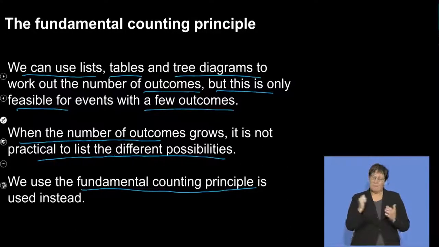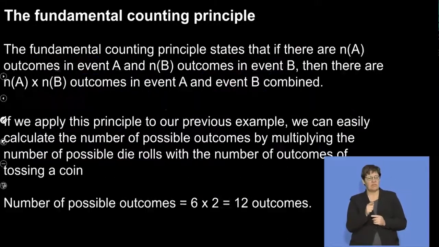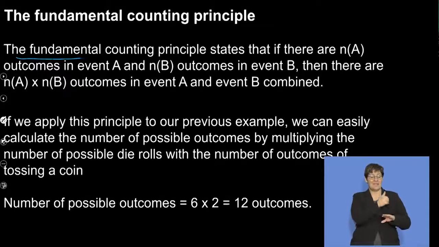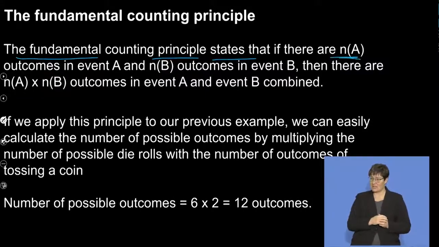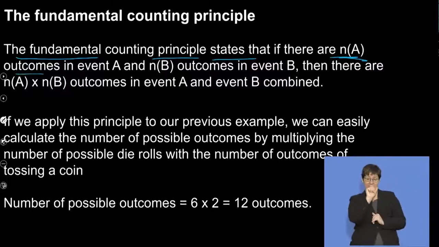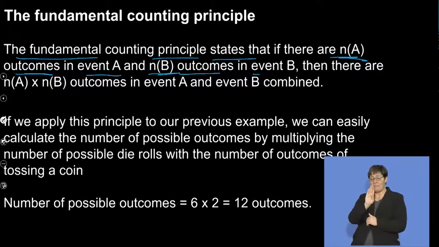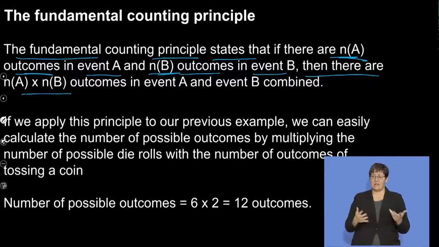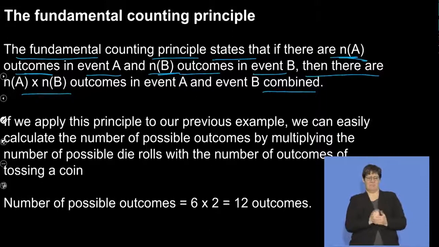What is this fundamental principle of counting? Let's look at that. It states like this. The fundamental counting principle states that if there are NA outcomes in event A, are we together? And NB outcomes in event B, then there are NA times NB outcomes in event A and event B combined. What does that mean? It looks more mathematical, but let's break this down.